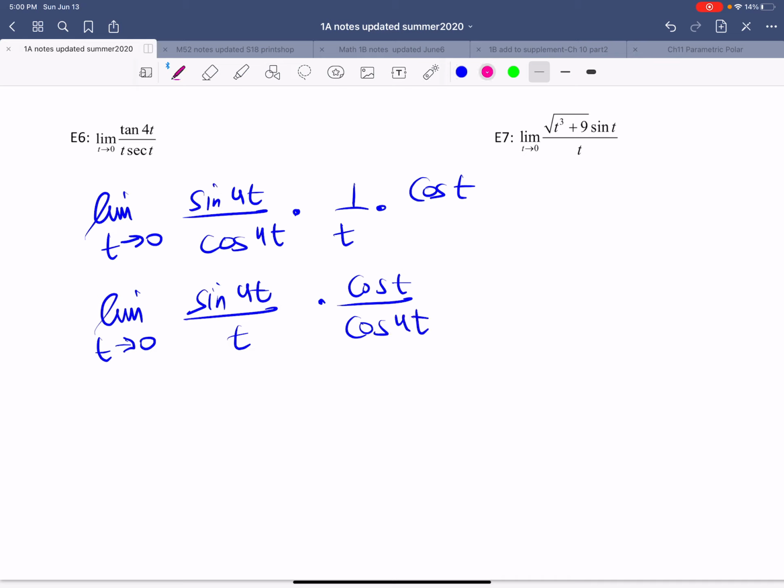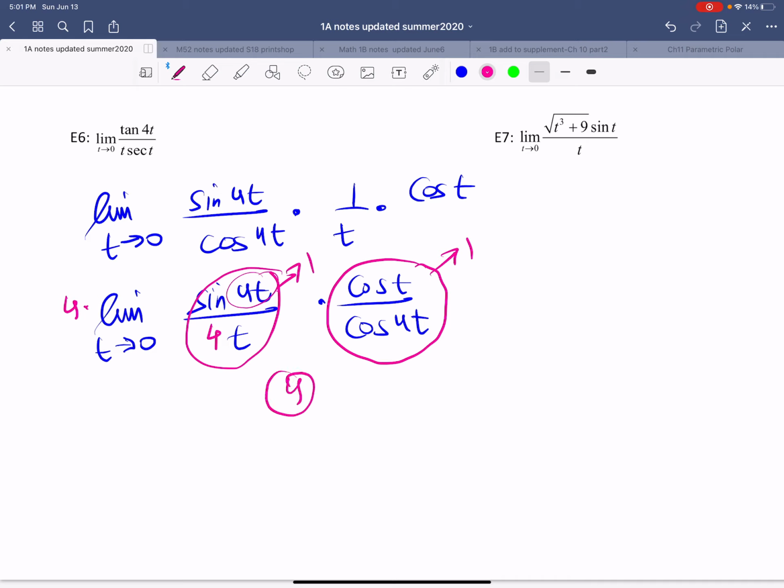Okay, one quick thing: because my argument is 4t, I need to have 4t in the denominator. So I'm multiplying and dividing by a 4. If I do that, then this limit will go to 1 as t approaches 0. And cosine of t over cosine of 4t, as t goes to 0, will be 1 divided by 1, which is equal to 1. And this entire limit will be equal to 4.